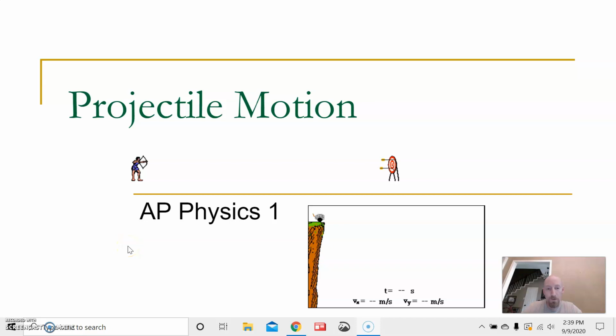Hey guys, we're going to talk about projectile motion. What are projectiles? How do we deal with these things? How do we solve problems? Okay, good news and bad news. Good news, no new equations, no new mathematics, no new problem-solving strategies. It's all the same stuff that we've been doing.